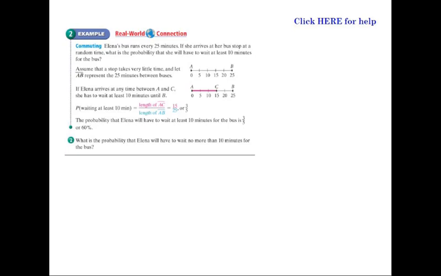The next one is somewhat similar. We have to take our time though with where we start. And so we have a bus that arrives every 25 minutes, and we want to know if she has to wait no more than 10 minutes. So no more than 10 minutes means 10 or less. Okay, so 7 works, 6, 5, 4, anything in there.